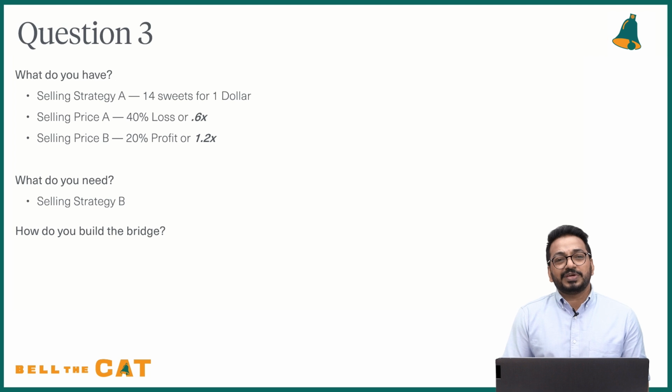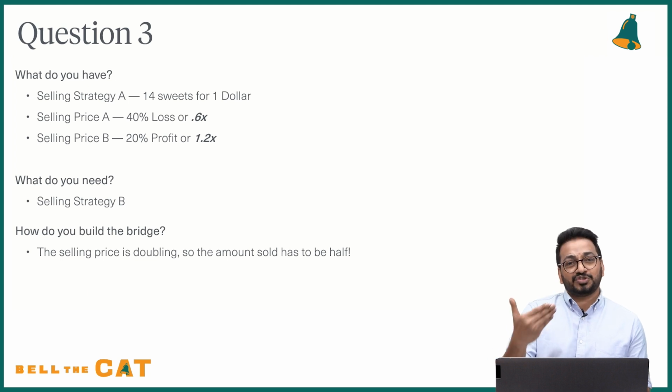Now, if you look at how to build the bridge, you have everything. Earlier cost price is how much? Cost price is x. Earlier selling price is 0.6x. New selling price is what? 1.2x. That means you're doubling the selling price. If somebody is doubling the selling price, that means what you're getting, the same quantity will become half. If I'm doubling the selling price of a kg of something, that means for the same amount, how much will I get? Half kg, right? Similarly, selling price is doubling, so the amount sold has to become half.